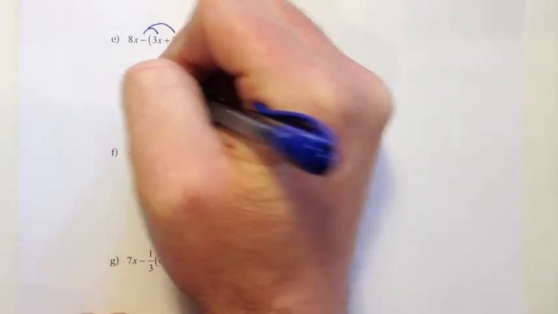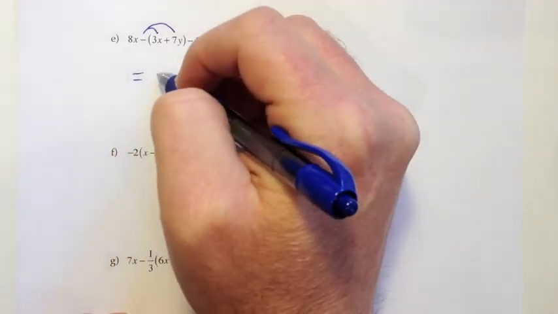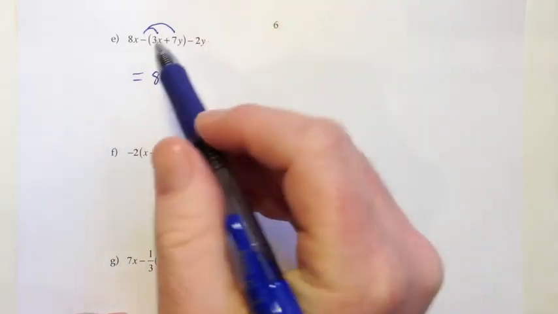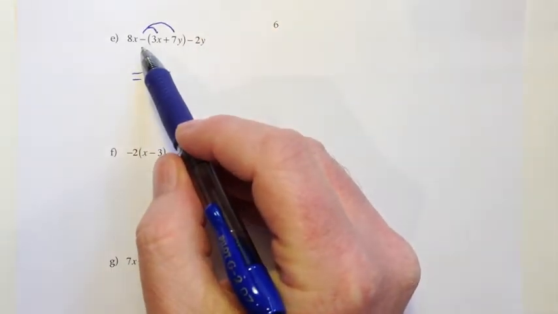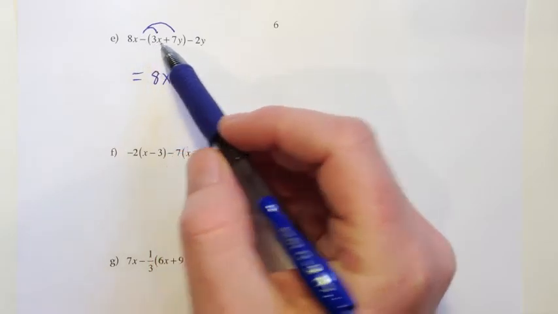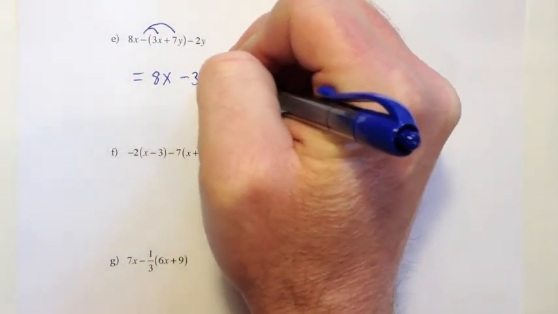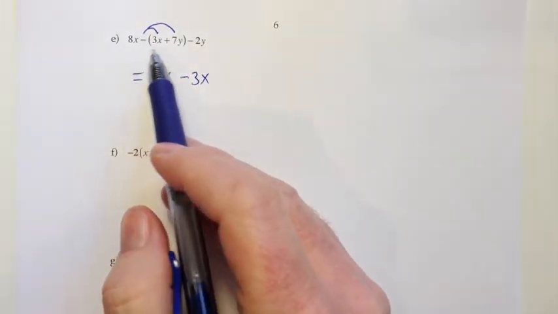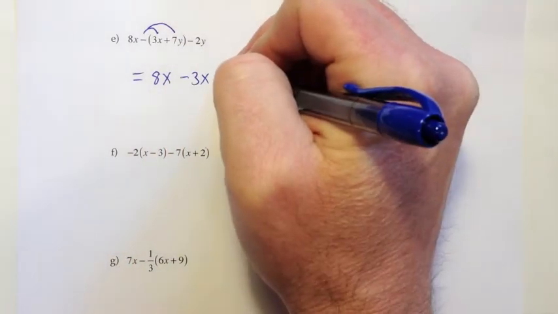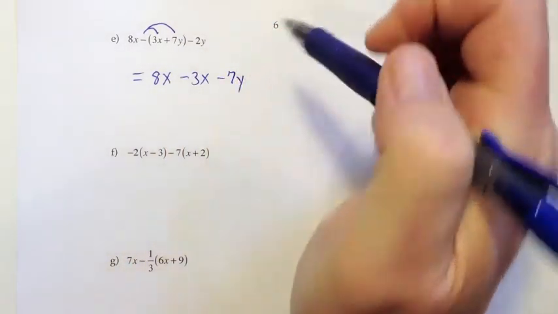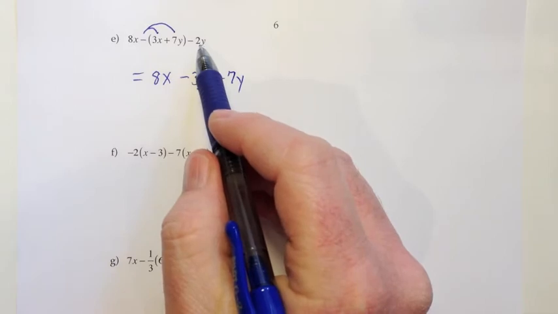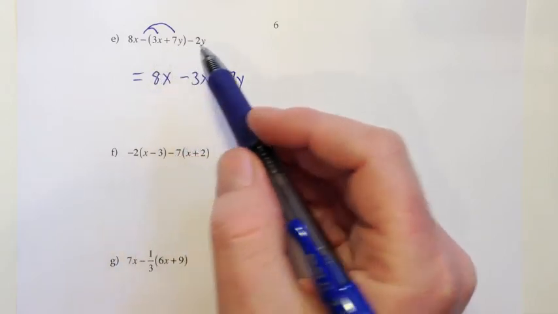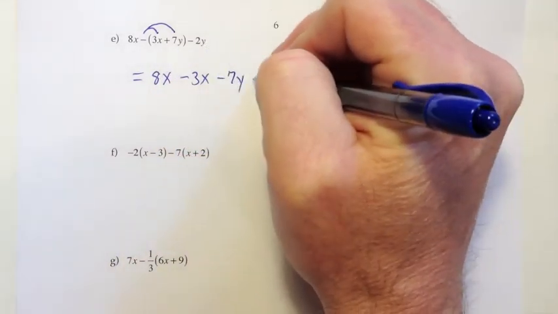So if I went through and simplified this, the 8x I would just copy, and then I'd start distributing this thinking of it as a -1. So -1 times 3 would be -3, and that's still an x term. And -1 times +7 would be a -7, and that one's still a y term. And I would not distribute that to the next one because it's not inside the parentheses, but I would just copy that one down.